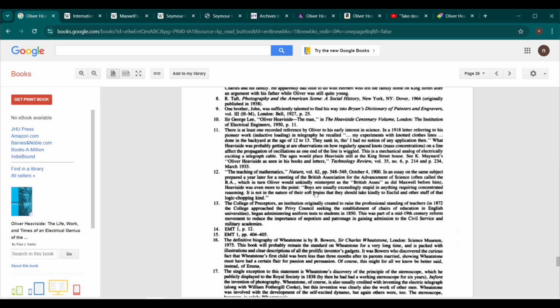Heaviside was even more to the point. Boys are usually exceedingly stupid in anything requiring concentrated reasoning. It is not in the nature of their soft brains that they should take kindly to Euclid and other stuff of that logic chopping kind.